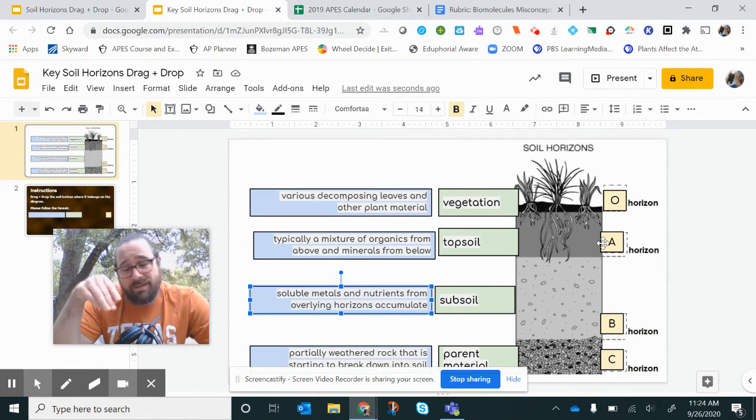I'm not about that E horizon. It's in between the A and the B, the zone of eluviation. Blah, blah, blah. We don't have it in Texas. If that's an answer to question 62 on the AP exam, I will take that hit because I don't care about the E horizon. Neither do you.